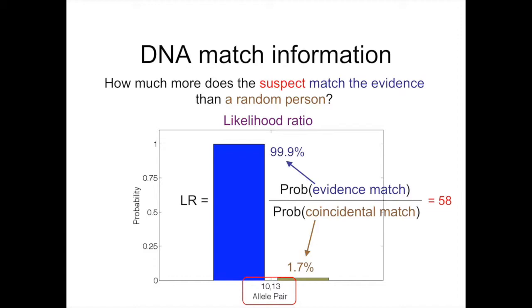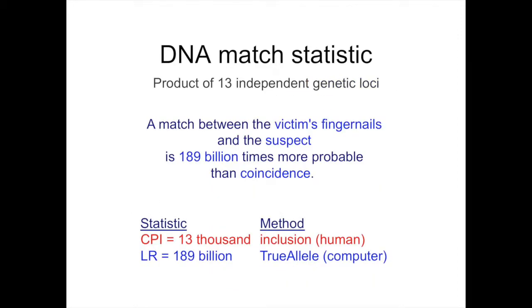On the right is the prior population. That's what the population frequency would be of a 10-13. That's around 1 or 2%. And dividing the posterior big blue bar by the prior brown bar gives a number. In this case, it's around 58. That's the likelihood ratio at this one locus. And then they're independent genetic tests. So multiplying the 13 loci together, their likelihood ratios, we can get whatever the final number is.